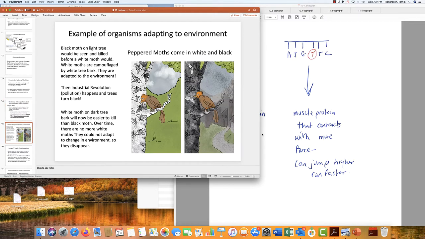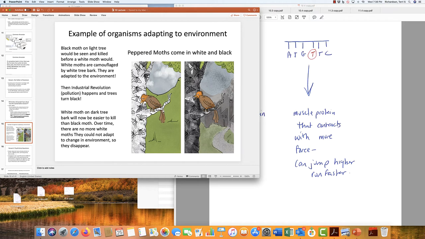Let's talk about an example of that, a real world example. In Europe, hundreds of years ago, and they might still be there, I don't know, we have the story of the peppered moth. And the peppered moths come in two flavors, white and black, or dark and light. And if you're a dark-colored moth sitting on a tree with light-colored bark, you will be easy to see, and the birds will come and eat you. So that gene that makes the moth dark, as you can imagine, that's a gene that will disappear sooner or later if all of the dark moths are eaten.